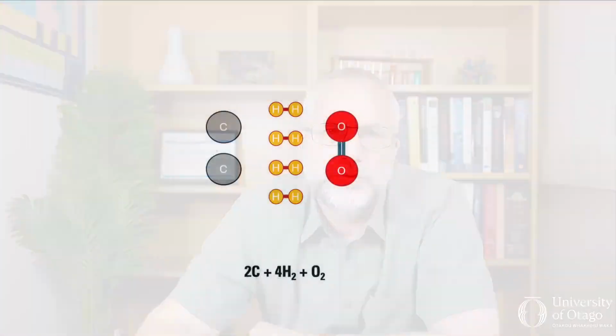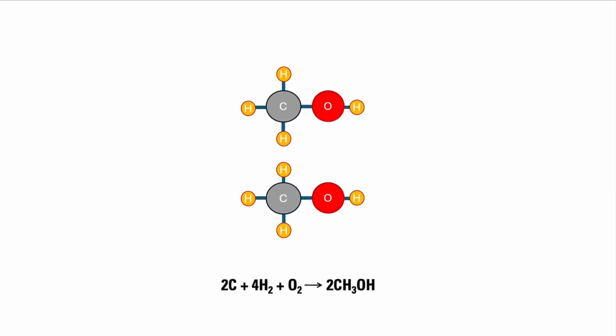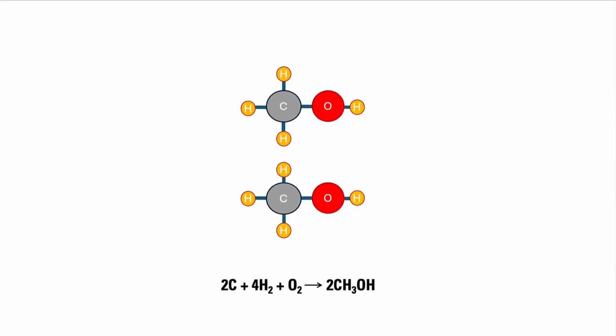And then a third example, which is a bit more complicated. Now we've got two carbon atoms, four H2 molecules, and an O2 molecule, and we can see that if we mix these together, we can form two CH3OH molecules. This is the formula for methanol. In this reaction, two carbons react with four H2s and one O2 to make two CH3OHs. We've got enough carbons on the reactant side to make two, because each methanol only has one carbon in it.